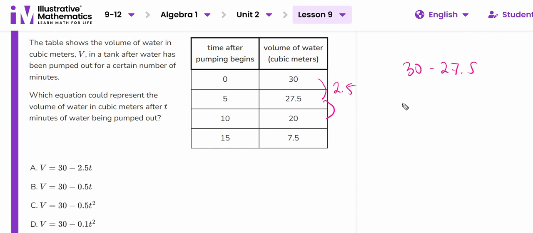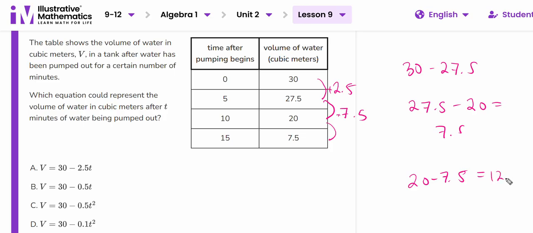Let's check if the rate of change here is the same. 27.5 minus 20 is going to be 7.5. So we're adding 7.5, and then we're going to have 20 to 7.5. We do 20 minus 7.5 to figure out what the rate of change between those two values is, and we get 12.5.